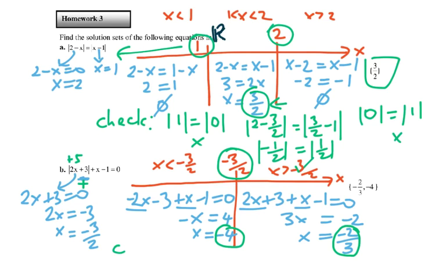So very quickly, let's check. If we have minus 4 for x, this is going to be the absolute value of minus 8 plus 3, which would be minus 5, and plus x, so minus 4, minus 1, is that 0? Let's see, that's 5, minus 5, yes, that works.